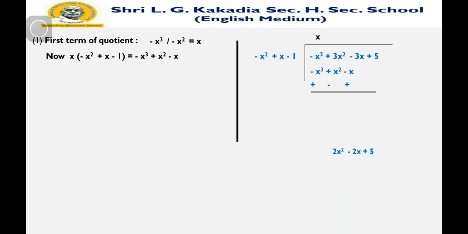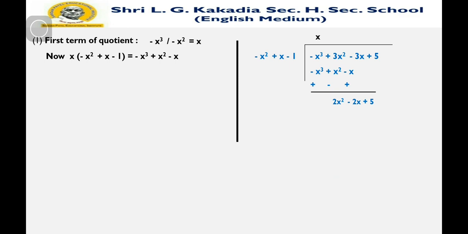Then 3 plus 3x square minus x square, it will be 2x square, and minus 3x plus x, it will be minus 2x, and plus 5 as it is we put. So now new dividend is 2x square minus 2x plus 5.